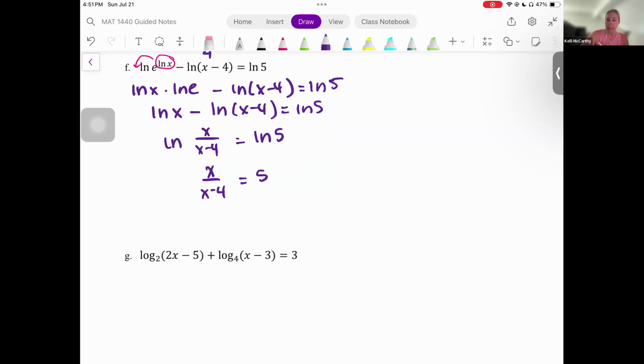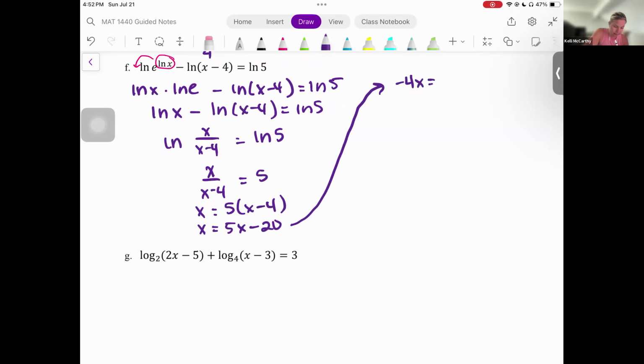I'm going to multiply both sides of the equation by x minus 4. So we have x is equal to 5 times x minus 4. Distributing the 5, x is equal to 5x minus 20. Subtracting 5x from both sides, we have negative 4x equals negative 20. And dividing both sides by negative 4, we get x is equal to 5.